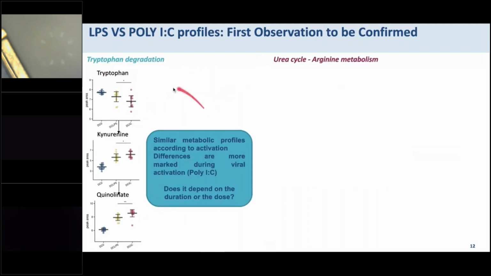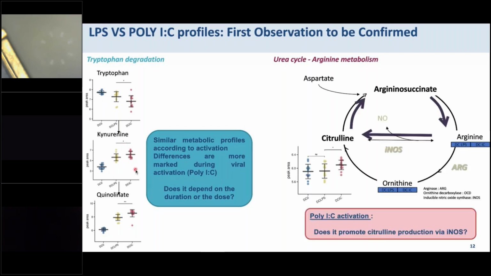What we observed is that the data seem to indicate a similar trend in the formation and production of quinoline and quinolinic acid, but with more intense change in the case of viral activation, here in red. On the contrary, only poly-IC seems to induce a significant production, here still in red, of citrulline.